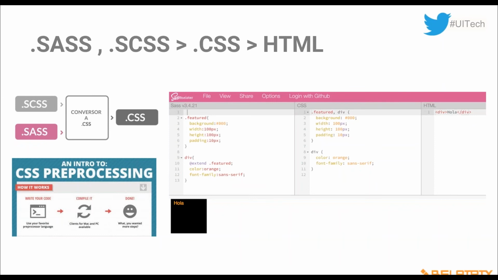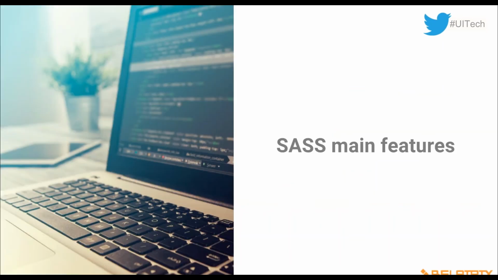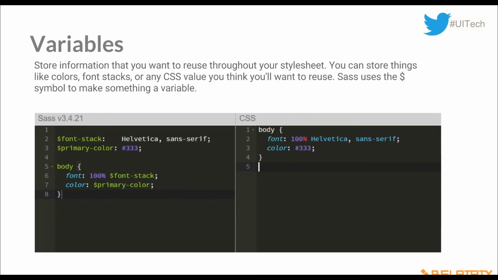And also you will find two extensions, .sass or .scss. The only difference is that SCSS style sheets use curly braces to separate rules. But we can see how it is converted. All the extensions will be converted to regular CSS.